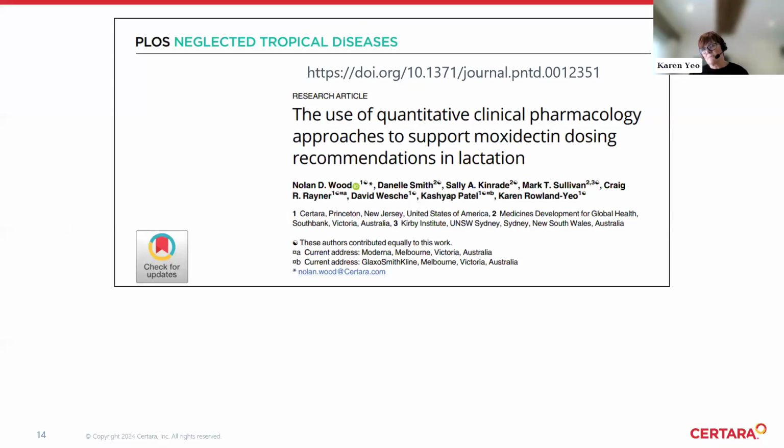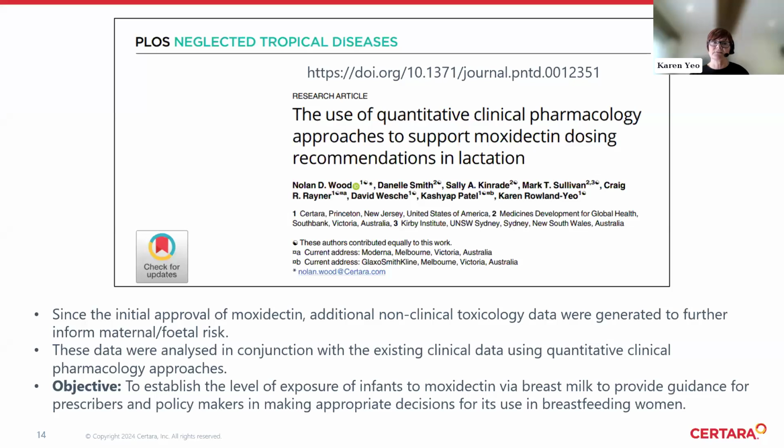So now I'm going to talk about this publication and what we did at the time to address this. This is a publication that came out very recently. These are all the authors that were involved in this drug. So it's moxidectin, and what we used were quantitative clinical pharmacology approaches to support moxidectin dosing recommendations in lactation. In other words, we wanted to take it one step further and give as much information, or utilize the data that were available, to make a more informed decision.